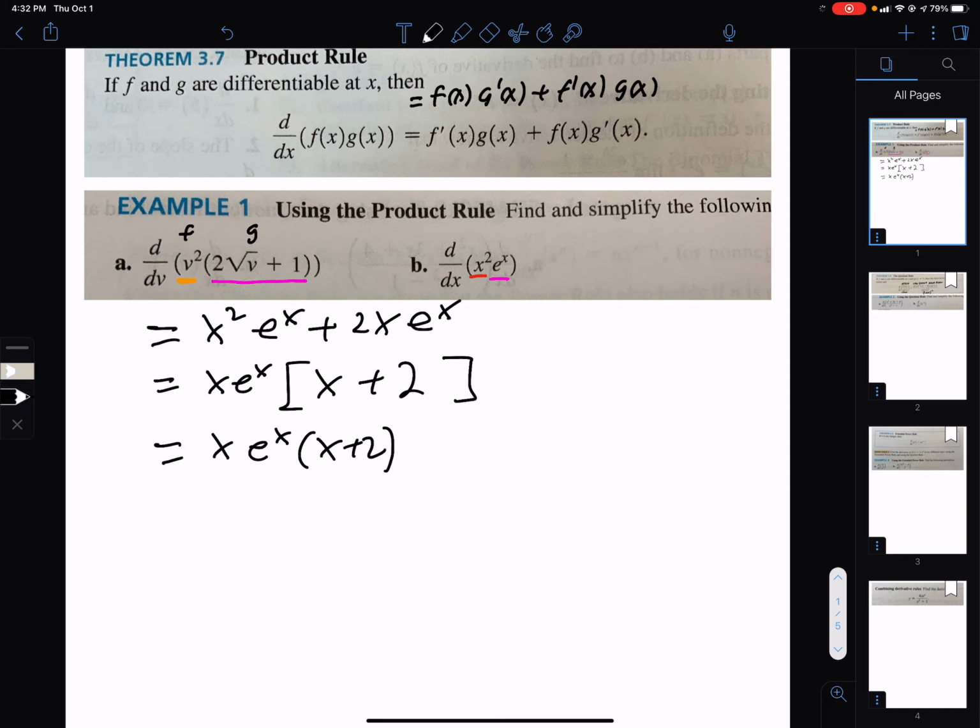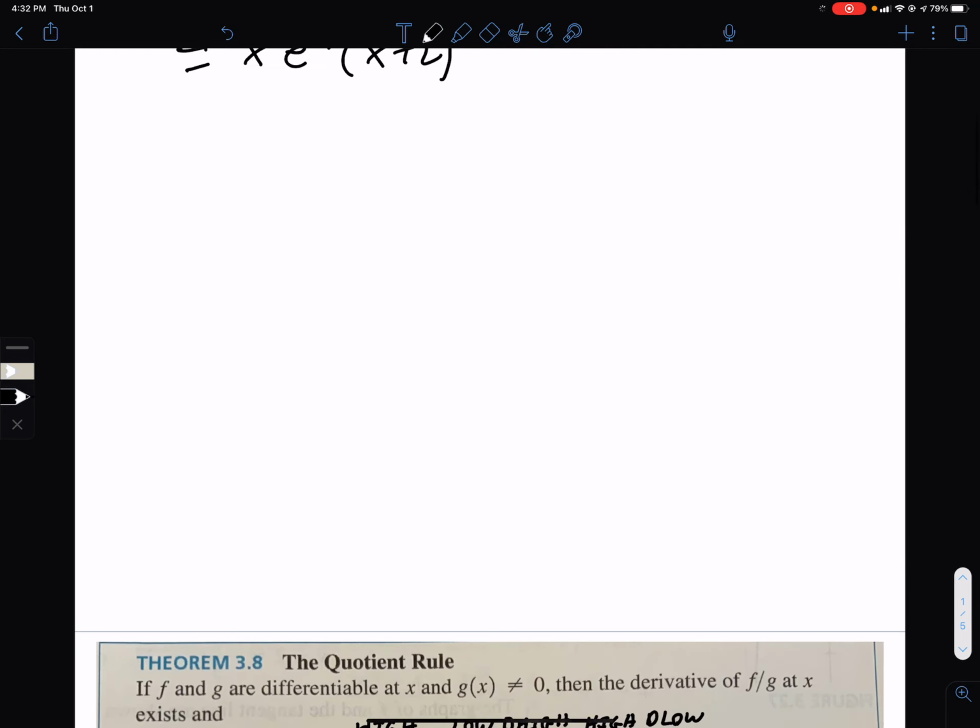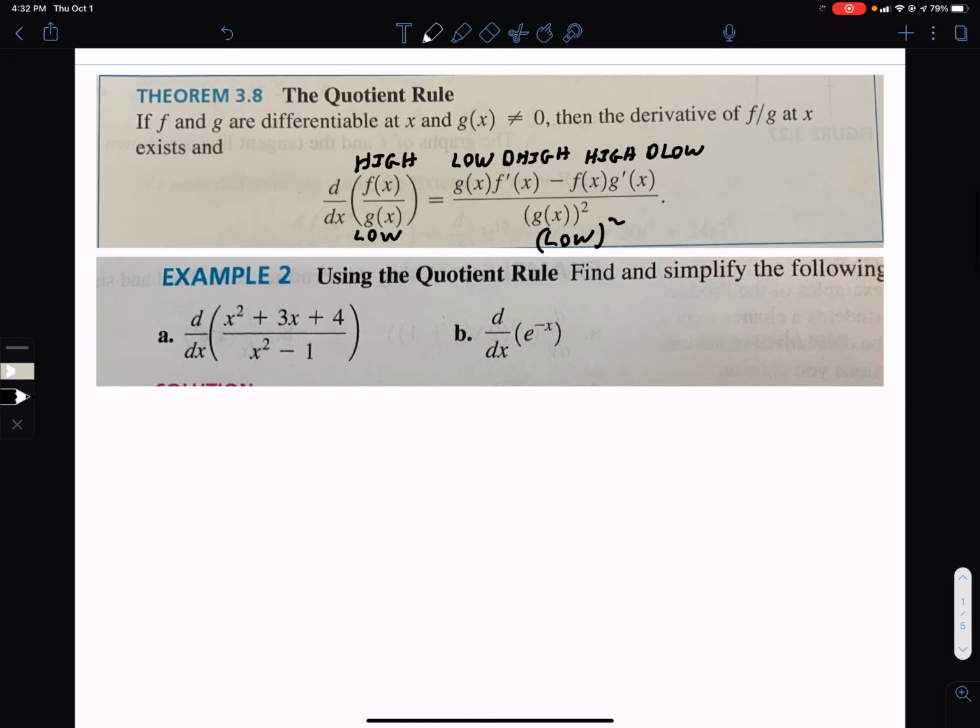The next one we're going to cover is the quotient rule. Okay, this one's a little trickier. So let's read this. f and g are differentiable, and the denominator is not 0, or else we'd have a discontinuity, and the derivative will not exist. Okay? So what's the derivative of one function divided by another?